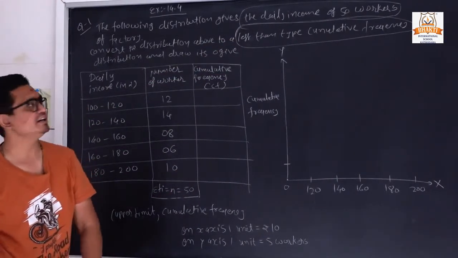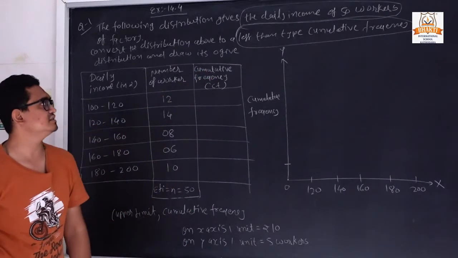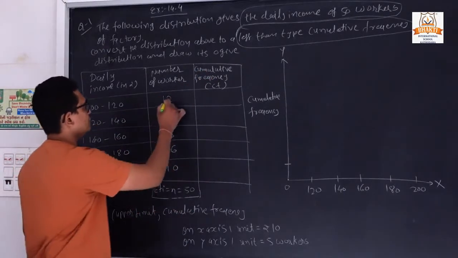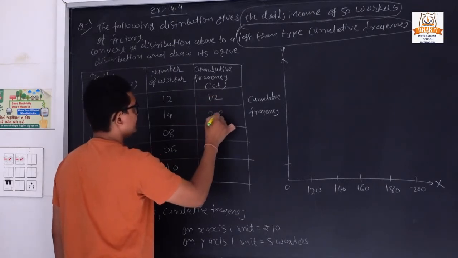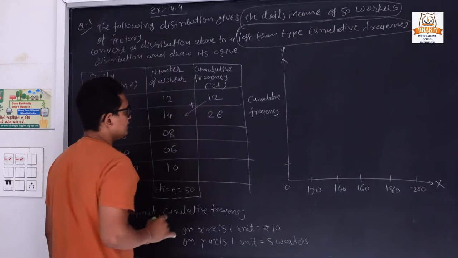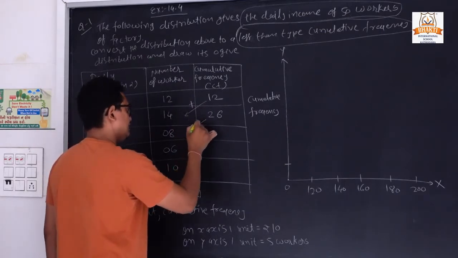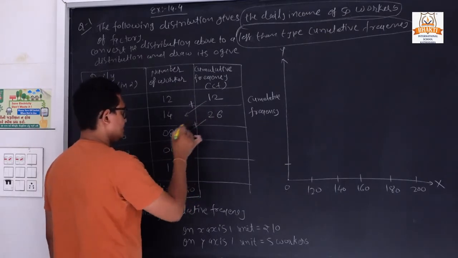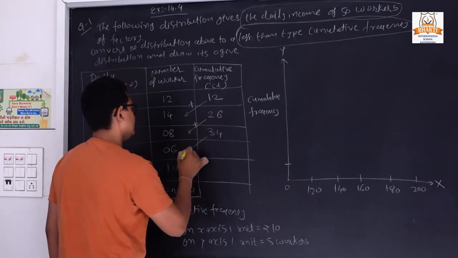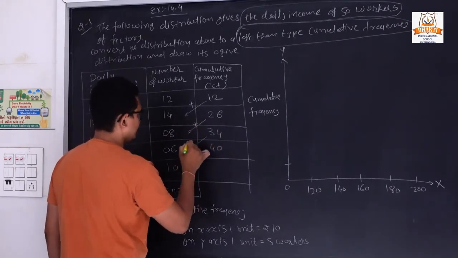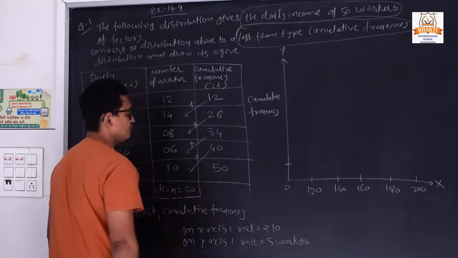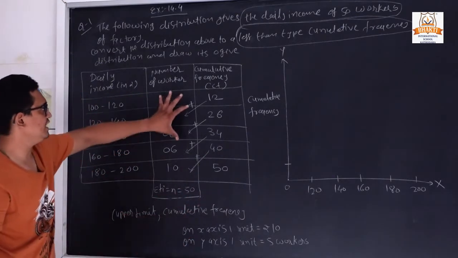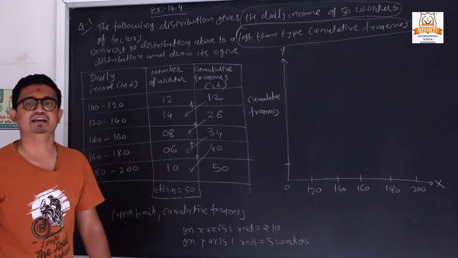Now first of all, we need to find the cumulative frequency, CF. First 12. Now 12 plus 14, so it is 26. Now 26 plus 8, 34. 34 plus 6, it is 40. And 40 plus 10, so it is 50. Clear? So we can find the value of CF.